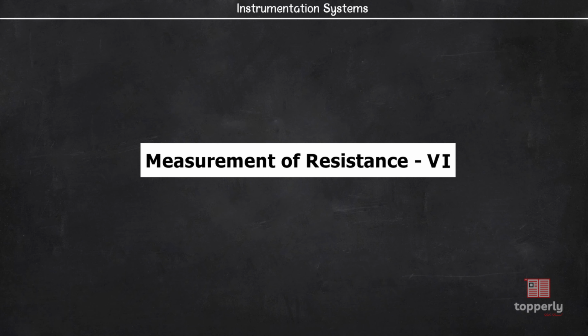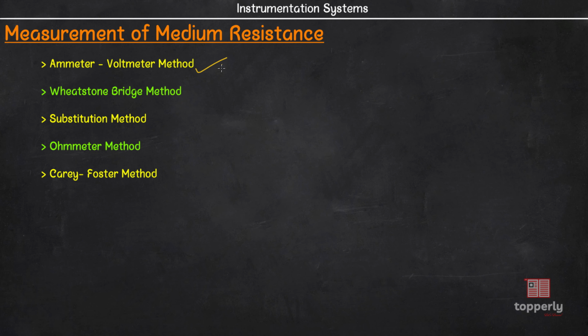In the last video, we had started our discussion on medium resistance measurement, and so far we have covered the ammeter voltmeter method, Wheatstone bridge method, and substitution method. In this video, we will learn the next method, which is the ohmmeter method. So let's start our lecture.